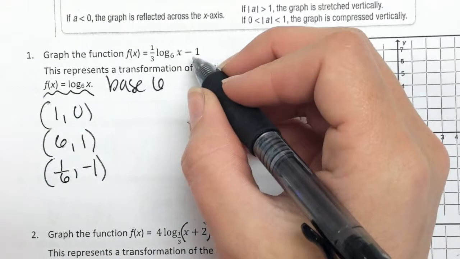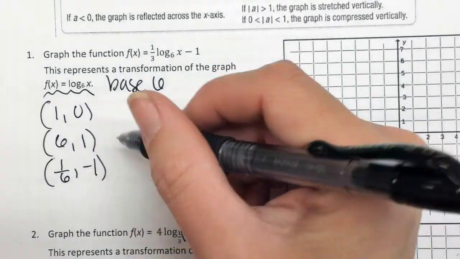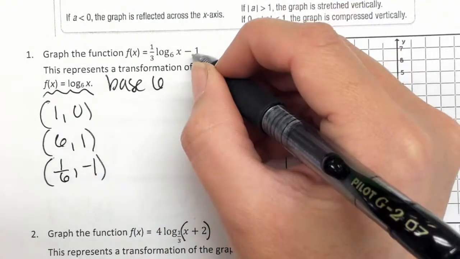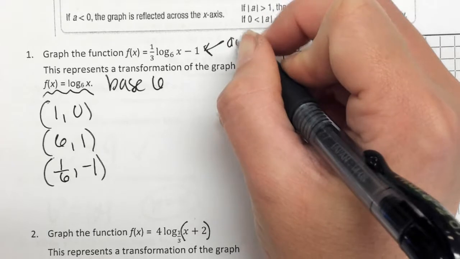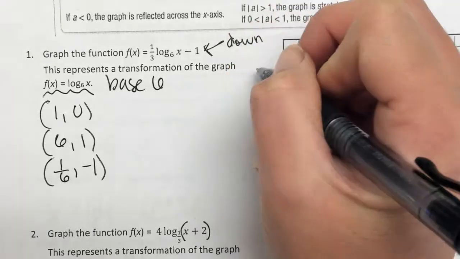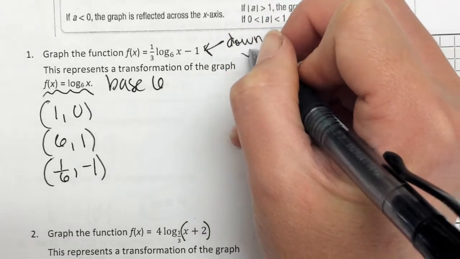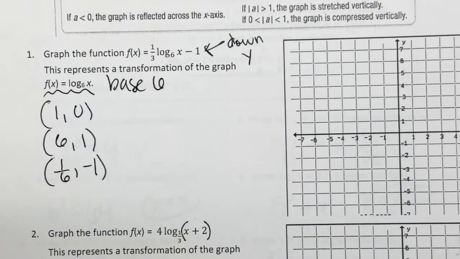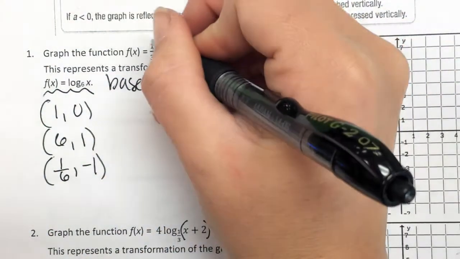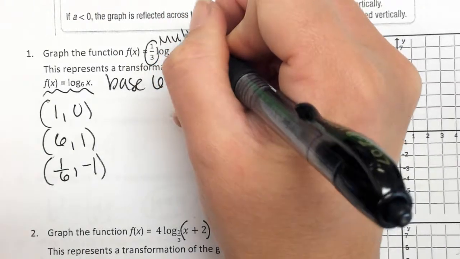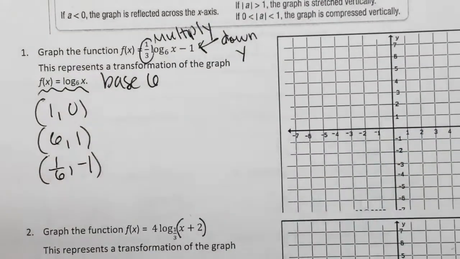Alright, now we're going to use our transformations to change our points. Alright, we know the 1 is going to move at what? Down. Moving our what value? X or Y? Y. Down, up and down is talking about Y values. Alright, the 1/3 is just multiplying, right? Multiplying your Y values by 1/3.